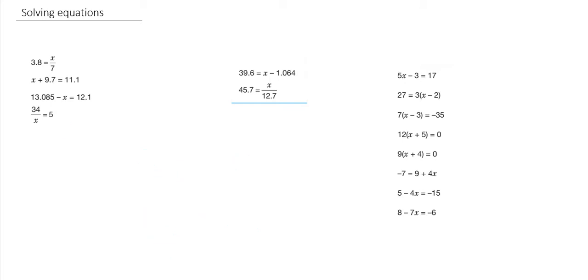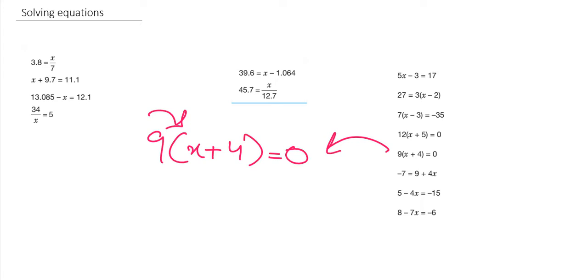Let's take another example, this one: 9 times x plus 4 equals 0. First of all, we have to expand all the terms. 9x plus 32. Is it 32? No, sorry, it's 36.